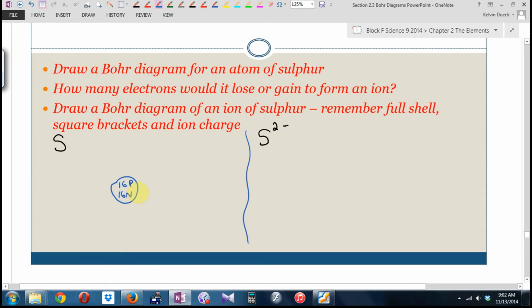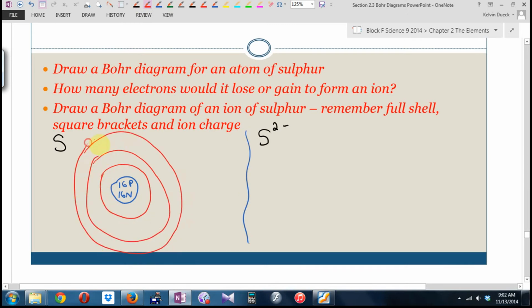What row is sulfur in? Row 1, row 2, row 3, row 4? 3. So it's going to have 1, 2, 3 shells, because it's in row 3.